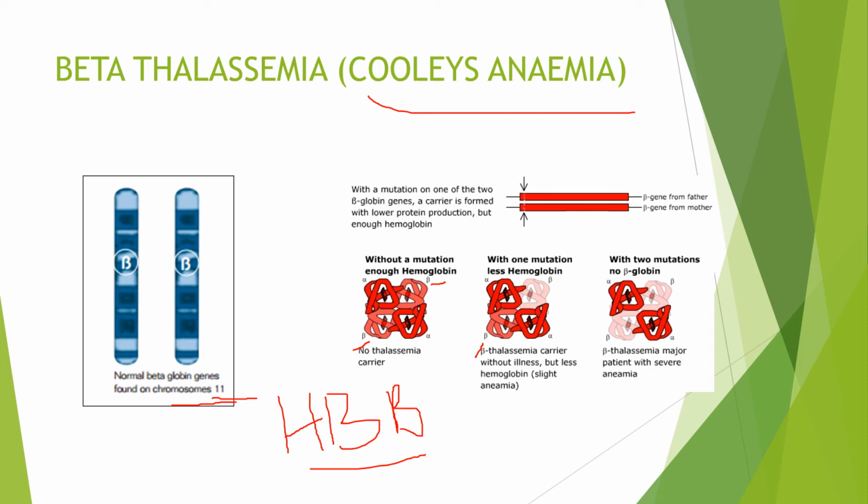In beta thalassemia, sometimes the beta chains will not be synthesized properly, or sometimes they won't be synthesized at all. As a result, the alpha chains will be produced in increased amount, and this destroys the membrane of the RBCs. Beta thalassemia is also called Cooley's anemia.